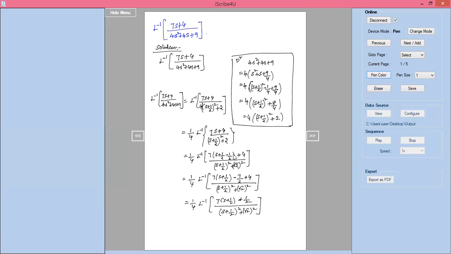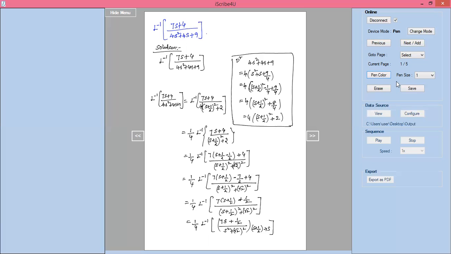Now, here what I am going to do, I will take 1 by 4 into L inverse of s plus 1 by 2 outside, meaning 7s plus 1 by 2 divided by s square plus root 2 square, replace s plus 1 by 2 by s. If you replace s plus 1 by 2 by s, what is that?